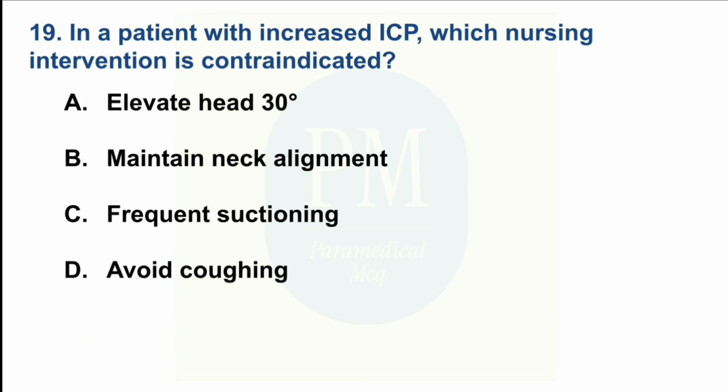In a patient with increased ICP, which nursing intervention is contraindicated? Option A, elevate head 30 degree. Option B, maintain neck alignment. Option C, frequent suctioning. Option D, avoid coughing. The correct option is option C, frequent suctioning.